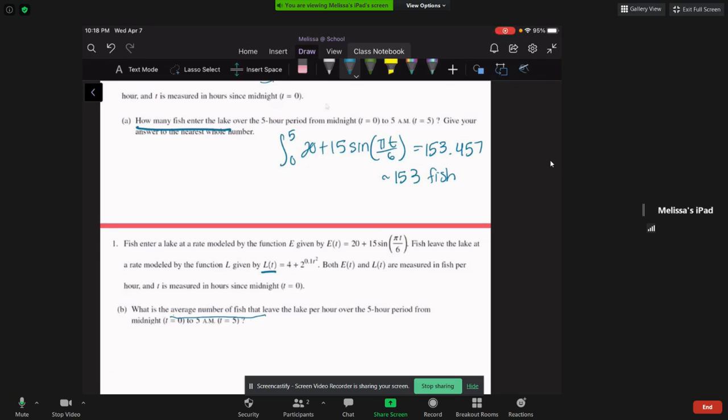So this is going to look like the integral from 0 to 5 of the one that's leaving, so 4 plus 2 to the 0.1 t squared. And the one thing that's going to change about this one is that we're going to take whatever we get as our total, and multiply that by 1/5, or divide by 5, to get our average. So once again, plug that right into your calculator, and this time it's just asking for an average, it's not asking us to round, so you should get 6.059 fish per hour.